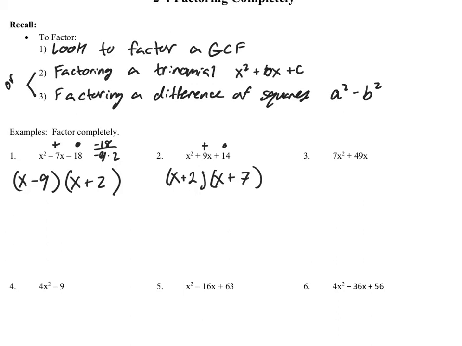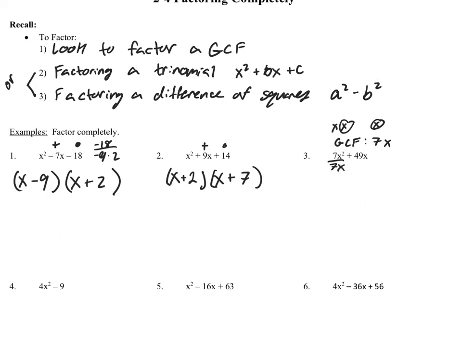Okay, number 3. This does have a greatest common factor. The GCF is 7 for the numbers. 7 and 49 are both divisible by 7. And they have an x in common, right? One has x squared, one has x. So you can think of this as having two x's and one x. So they have one x in common. So I'm going to factor that out.